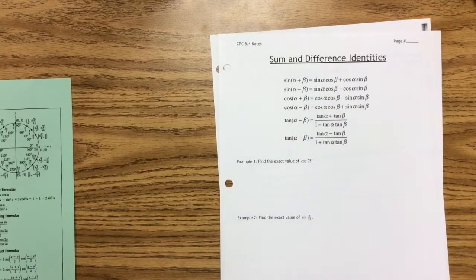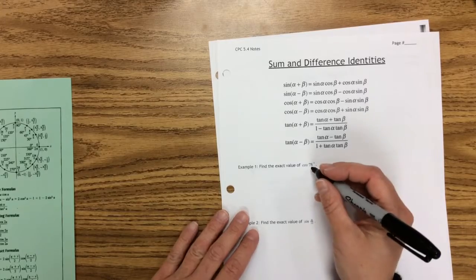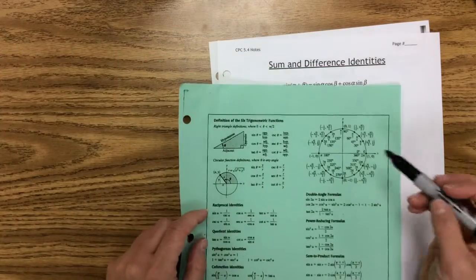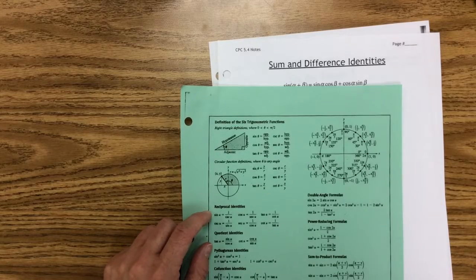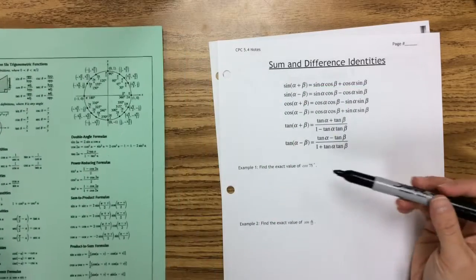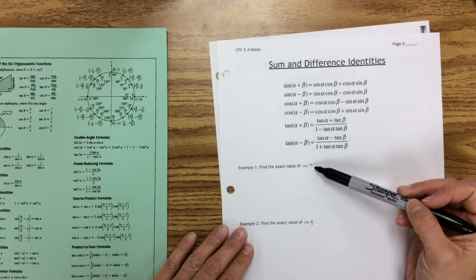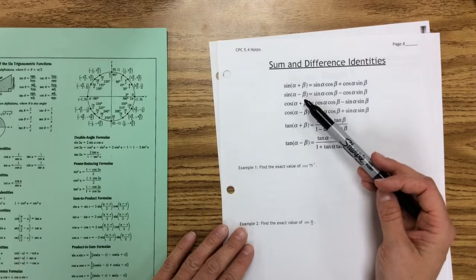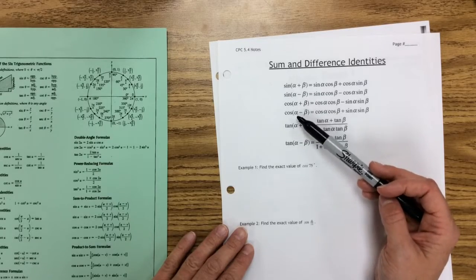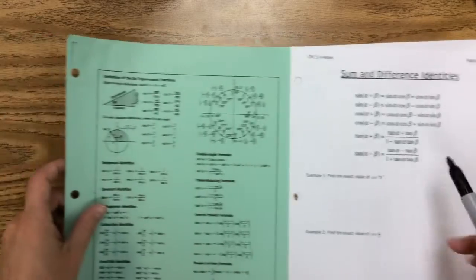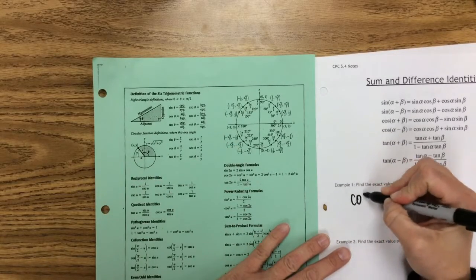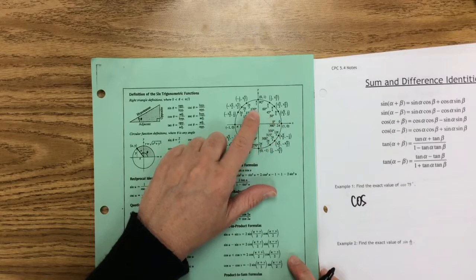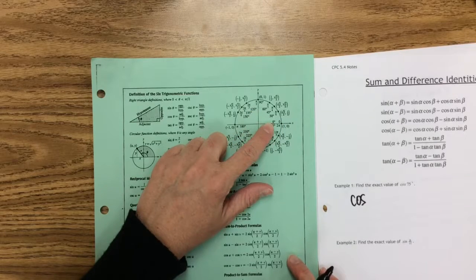How and when do we use these? We'll do example 1. Cosine of 75 degrees. When you look for 75 degrees, it is not on your unit circle. You know, 60 and 90 is, but not 75. So this is a case where, in order to figure out the exact value of this, we would use a cosine of a sum or difference of 2 angles that we are familiar with on our unit circle.